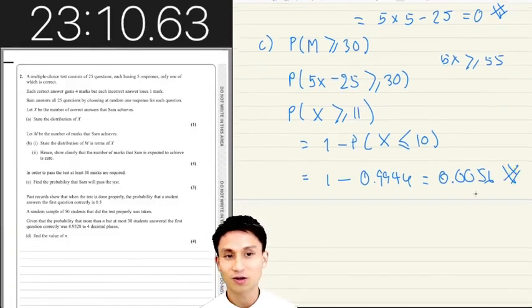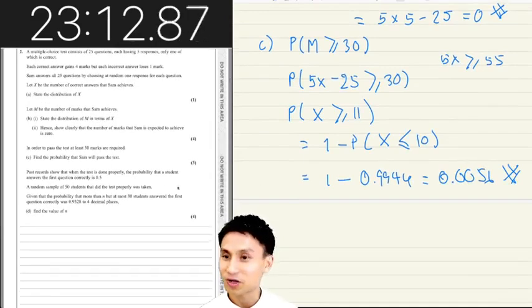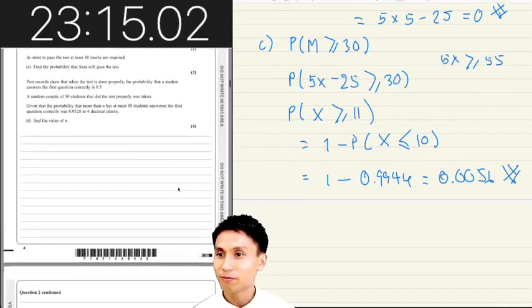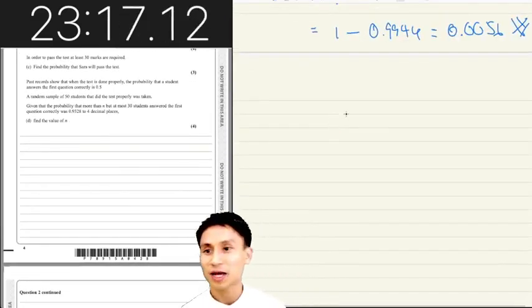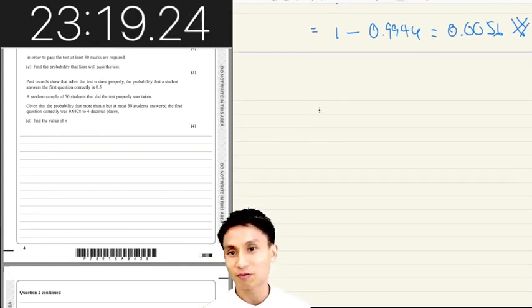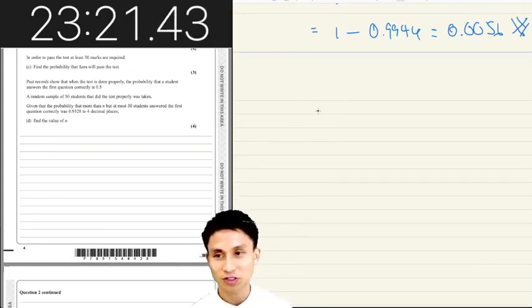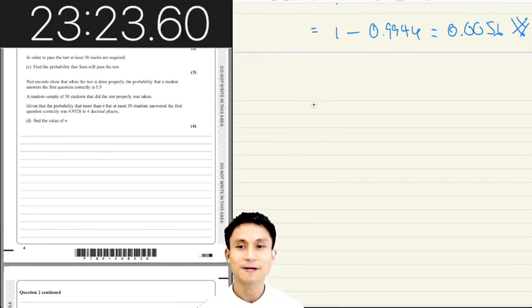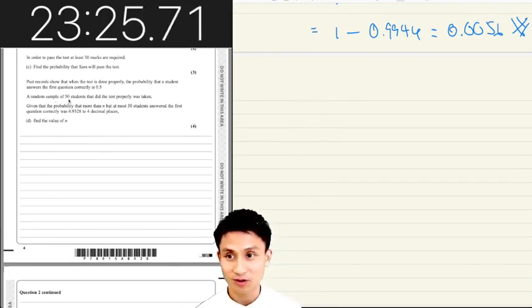Well done. Not very impressive there. Past records show that when the test is done properly, the probability that the student answers the first question correctly is 0.5. The first question, only the first question. Note that.